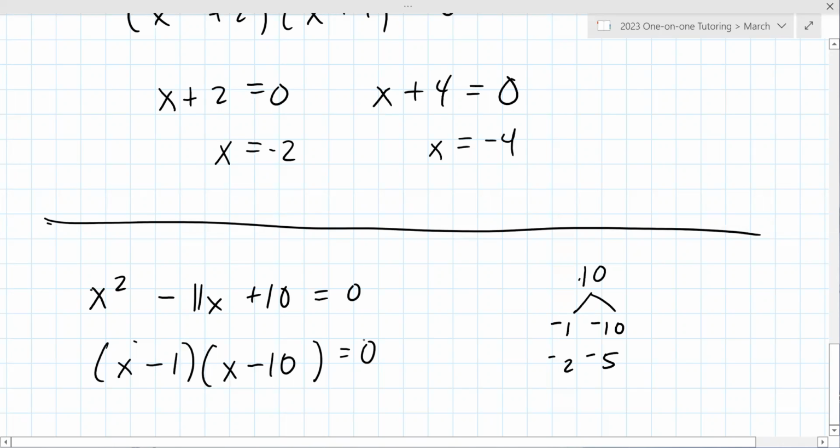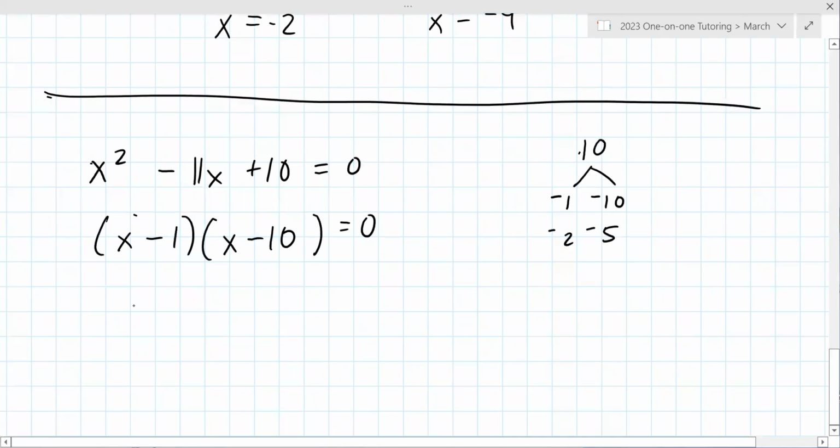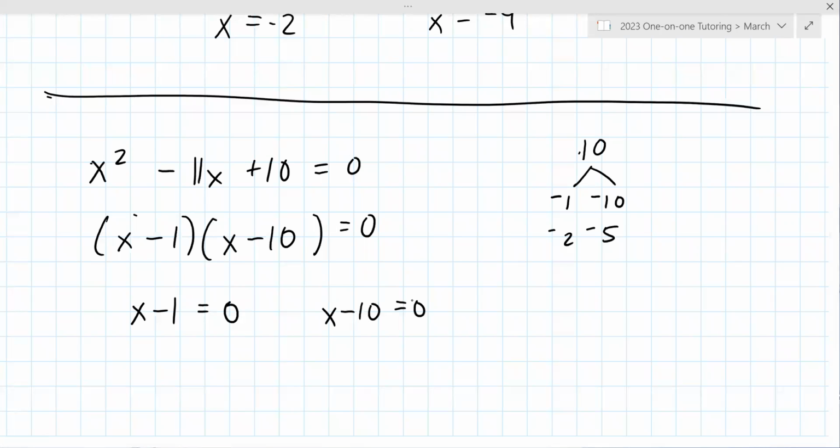Equals 0. Now you've got to keep going here. You've got to solve by setting them equal to 0. So x minus 1 equals 0, and x minus 10 equals 0. X equals 10, x equals 1.